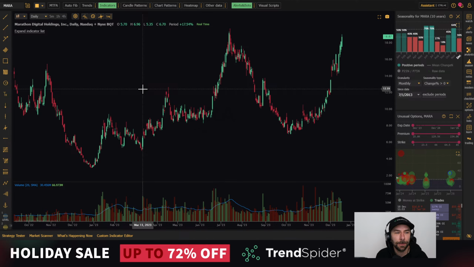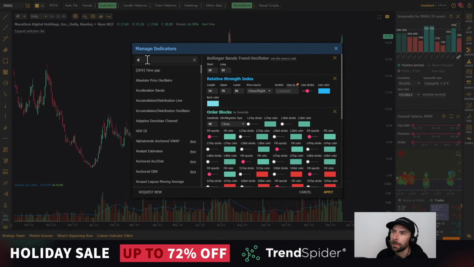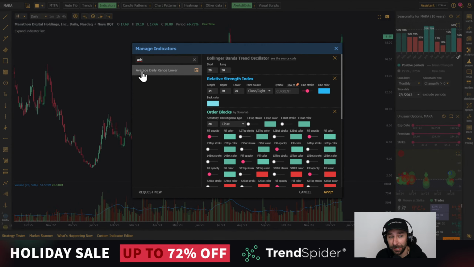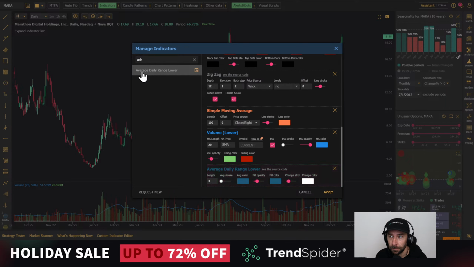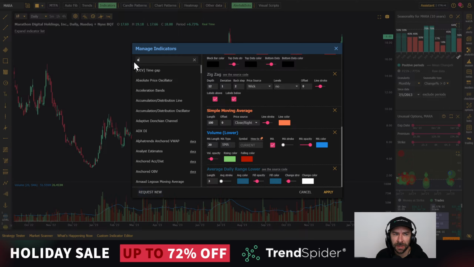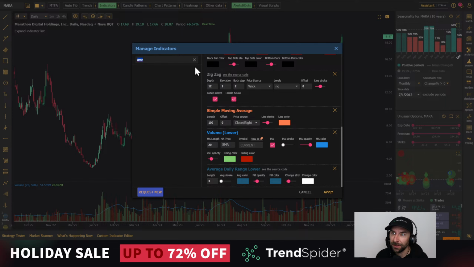Do I have ADR, AWR, AMR? Average daily range. AWR, I don't know what AWR is. AMR, no, neither of those things are. What are the long forms? AWR indicator. Let's see. Oh, it's one indicator. Projected high low. It's an MT4 indicator. Average daily, weekly, and monthly range.